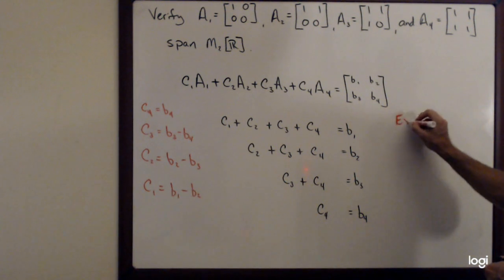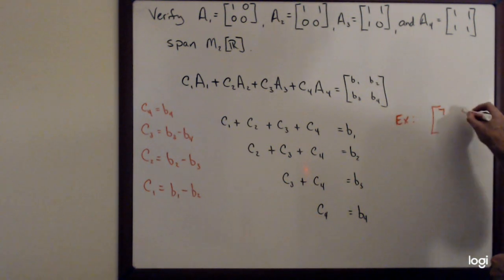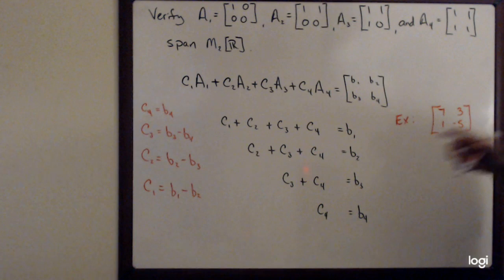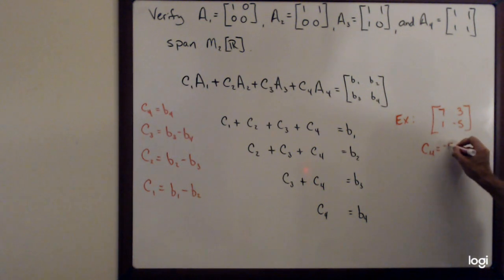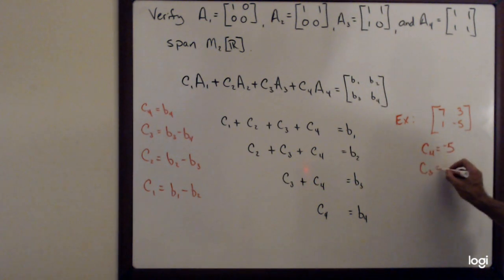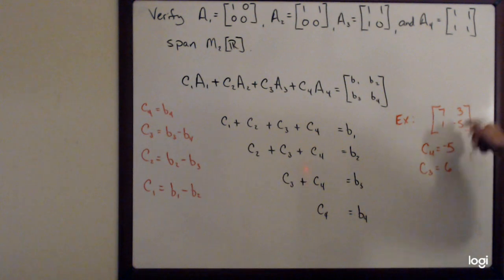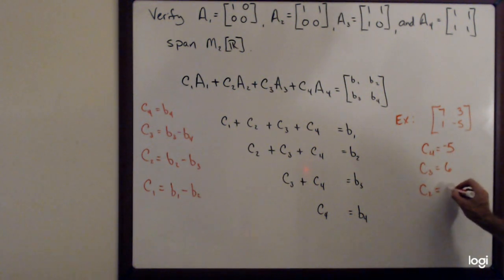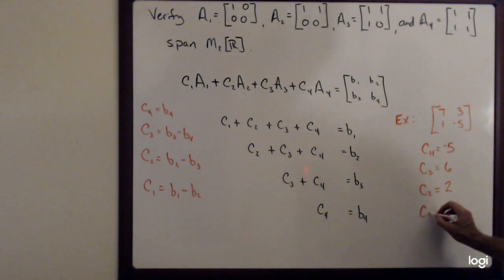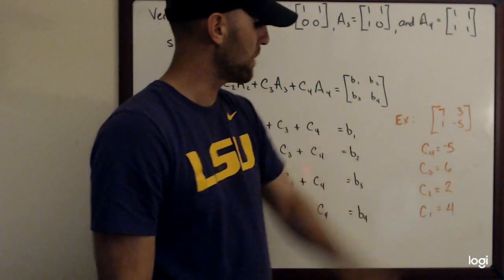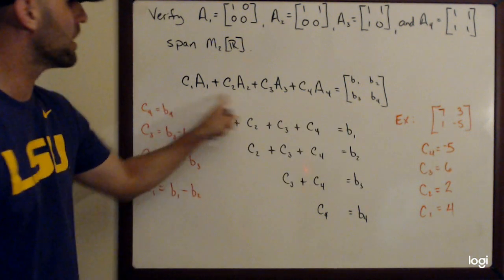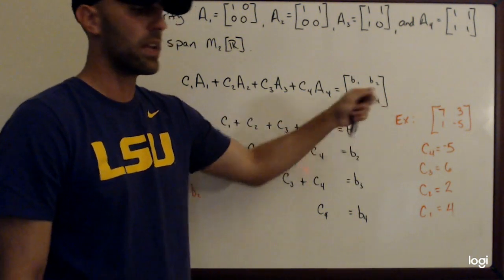So for example, let's say you want to know if 7, 3, 1, negative 5 is in the span. Well, these rules give that to you. They say let C4 equal negative 5, let C3 equal 6, so B3 minus B4, so 1 minus negative 5. Let C2 equal 2, 3 minus 1, and C1 equal 4, again B1 minus B2. And if I set these coefficients here, the sum I get is 7, 3, 1, negative 5.